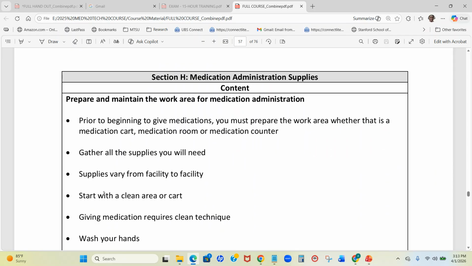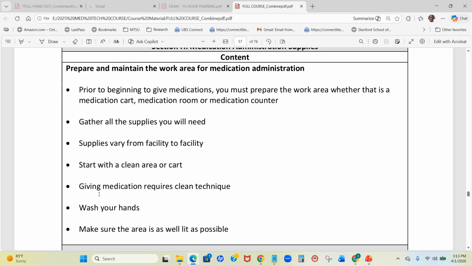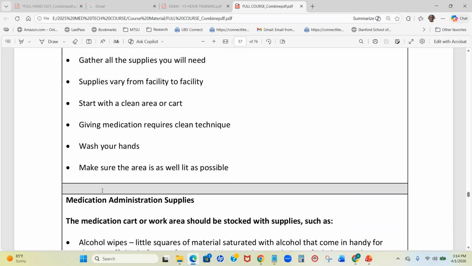And always, prior to beginning to give medication, you must prepare your work area, whether that is the medication cart, the medication room, or the medication counter. Okay, wipe everything down, like I said. Gather all your supplies, have your gloves, have your trash bags, and your sharps container by the med cart. Start on a clean cart. Okay, wash your hands afterwards before you start popping anybody's pills.